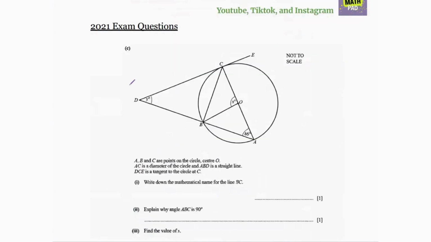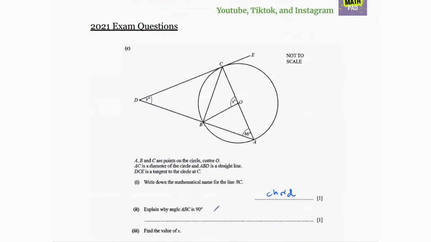Then let's do some questions from 2021. If you look at the first one, it says, A, B, and C are points on the circle, center O. AC is the diameter of the circle and AB is a straight line. DC is a tangent to the circle at C. Write down the mathematical name for the line BC. BC is a chord.